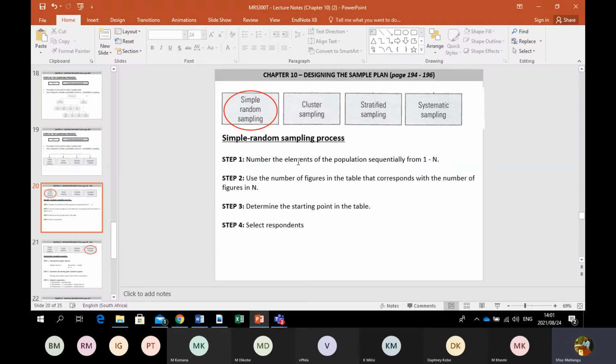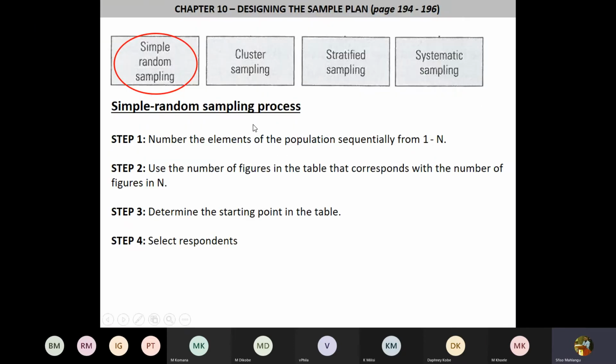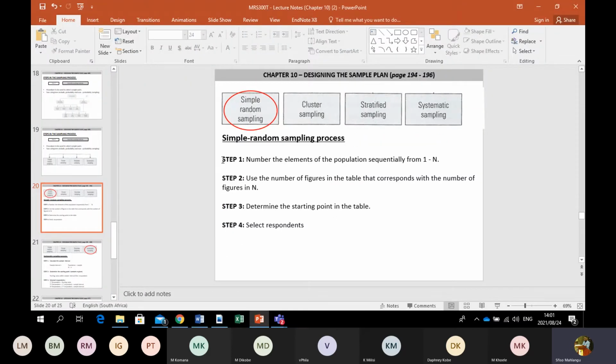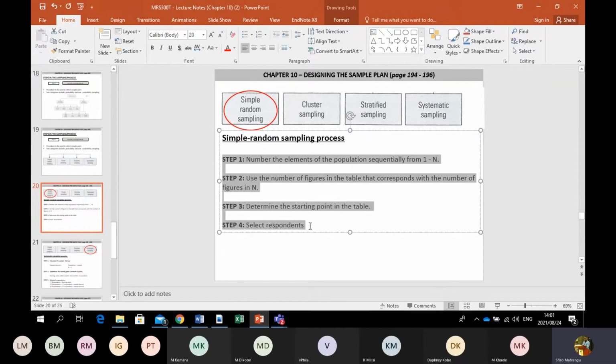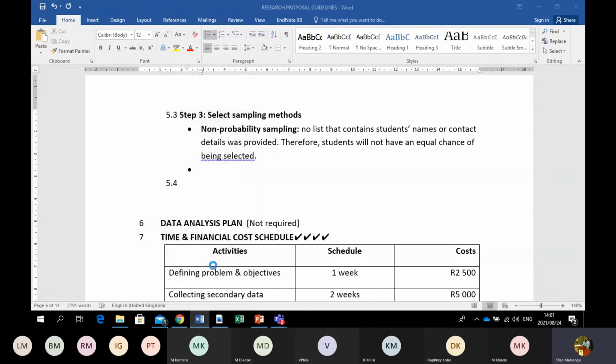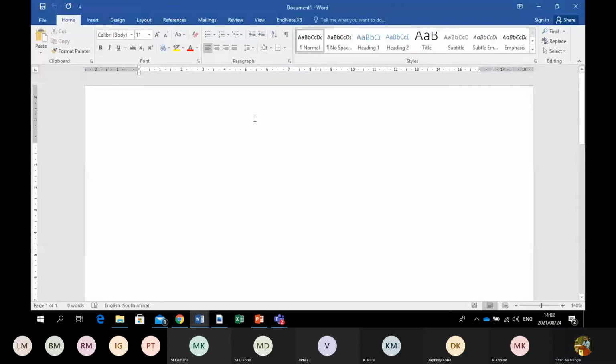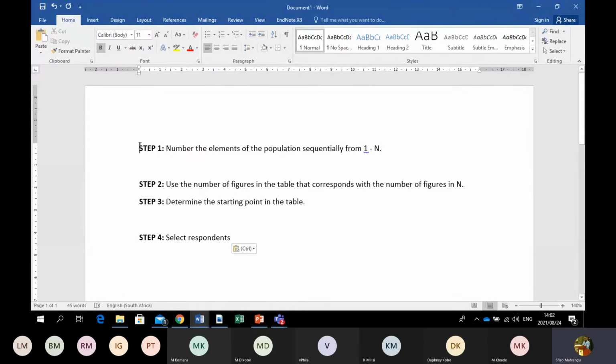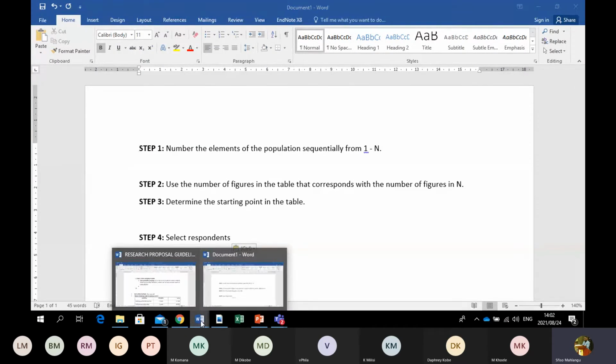Looking into the slide, firstly, they start with the simple random process. How does it work? A simple random process consists of those 4 steps there. Remember, you'll be having the list. So the first thing that you want to do on that list, you want to number the elements of the population sequentially from 1 to n. So let me show you practically how you do this as well. I'm going to do it on a different page because you don't want to include this as part of the sampling process. It's a separate activity. So this will be our simple random process.